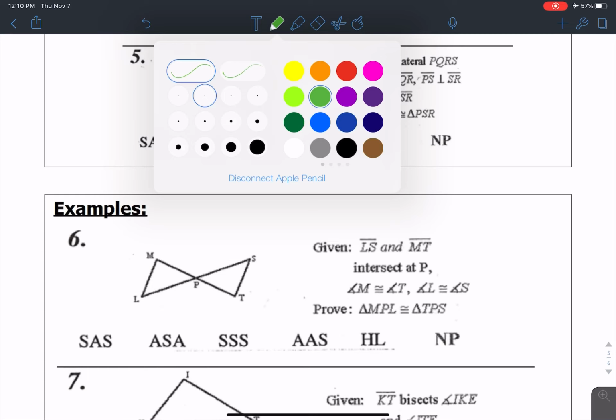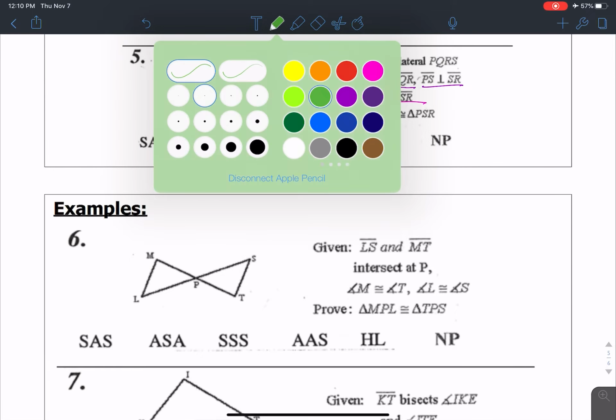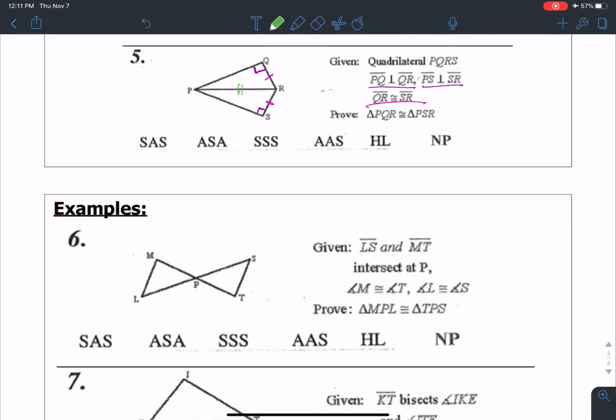Okay, number 5. I'm given quadrilateral PQRS, and it says that PQ is perpendicular to QR, so that's this one right here. And PS is perpendicular to SR, which is right here. Then we are given that QR is congruent to SR, so that's these two down here. Mark those with a tick mark. And again, they're sharing that side, so PR is congruent to PR by reflexive property.